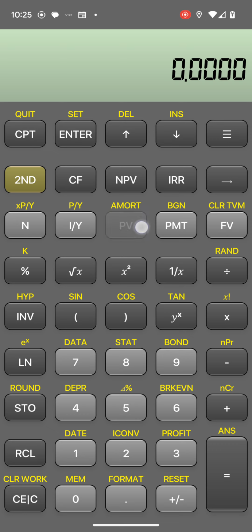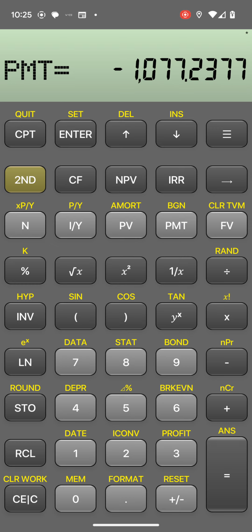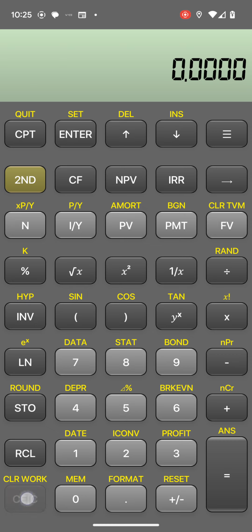The present value of this car is $65,000. The future value is none. And so we're computing our payment, which is $1,077. Let's move on to the next problem. Second clear time value of money.